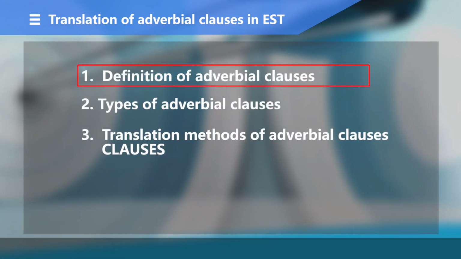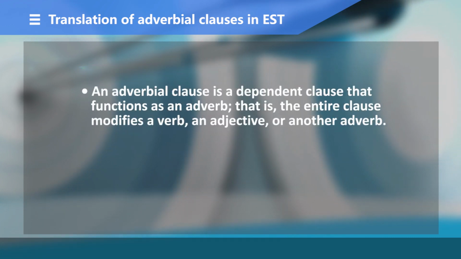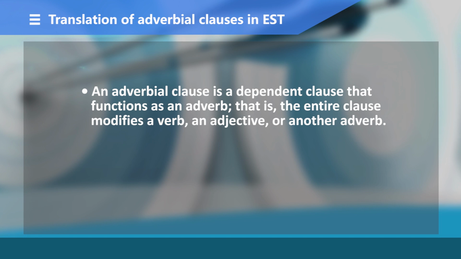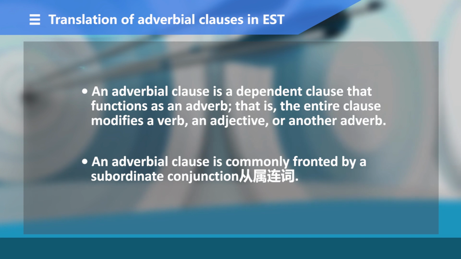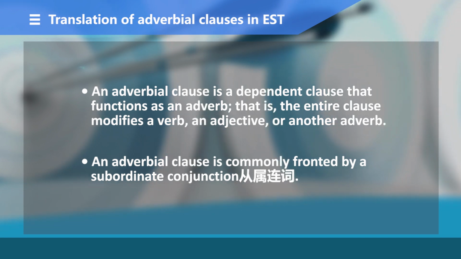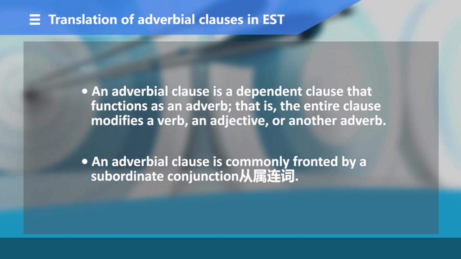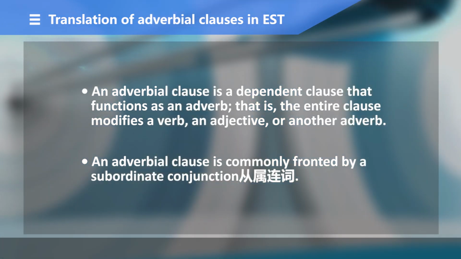First of all, let's have a look at its definition. An adverbial clause is a dependent clause that functions as an adverb. That is, the entire clause modifies a verb, an adjective, or another adverb. An adverbial clause is commonly fronted by a subordinate conjunction. It contains a subject and a predicate, although the subject and the predicate verb may sometimes be omitted and implied.